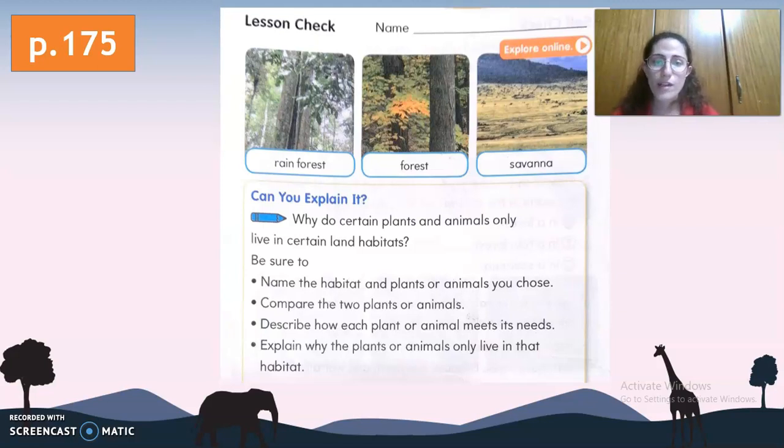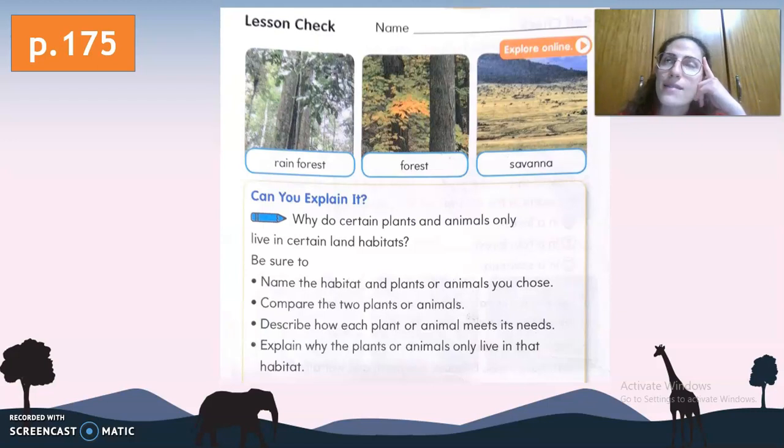So, we have the rainforest, forest and savanna. Can you explain it? Why do certain plants and animals live in certain land habitats? Be sure to name the habitats and plants or animals you chose. Compare the two plants or animals, and when we say compare, we mean that we have to check how they are alike, which means the same, and how they are different. Describe how each plant or animal meets its needs. Explain why the plants or animals only live in that habitat.